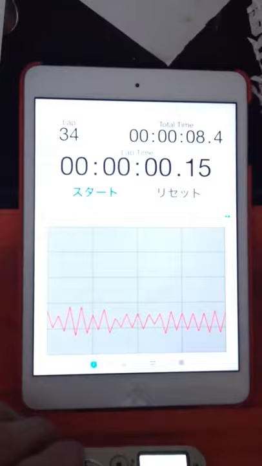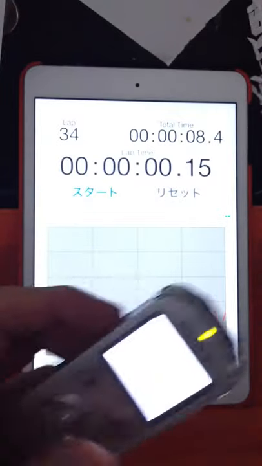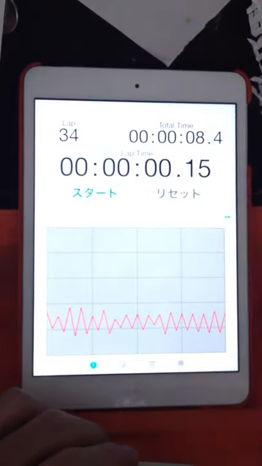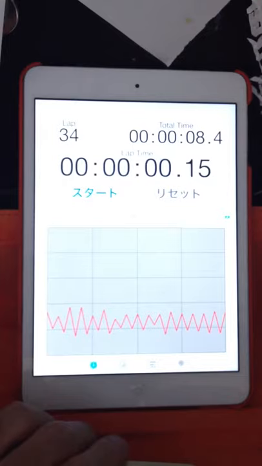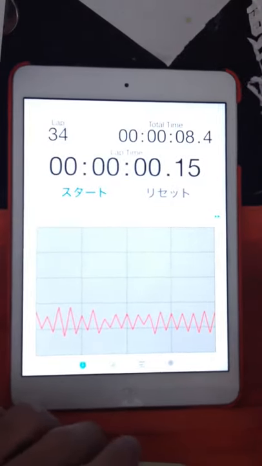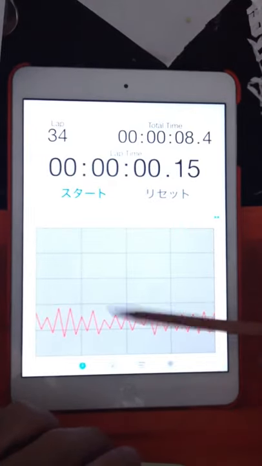1, 2, 3, 4. Divided by 3 for laps, multiply 2 equal 49.49 seconds for 1 beat front and back.